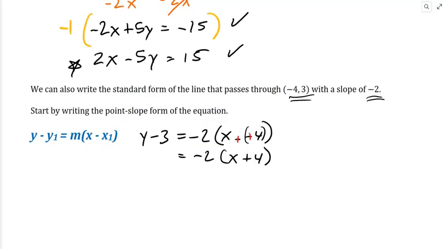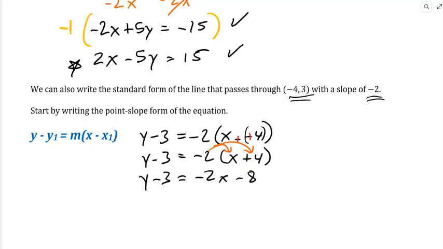All right. And we have y minus 3 over here. Okay, now let's distribute -2 into x plus 4. And so -2 times x is -2x. -2 times positive 4 is -8. And y minus 3 over here. All right, well, we're getting closer.